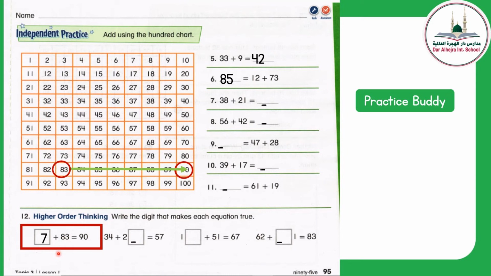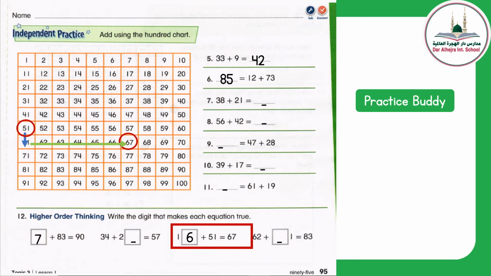Here is another example. We have one of the addends missing, so we'll be starting from 83 and we will move on until we reach 90, and then I'm going to see how many spaces we have moved. 1 2 3 4 5 6 7, so we can write here 7.